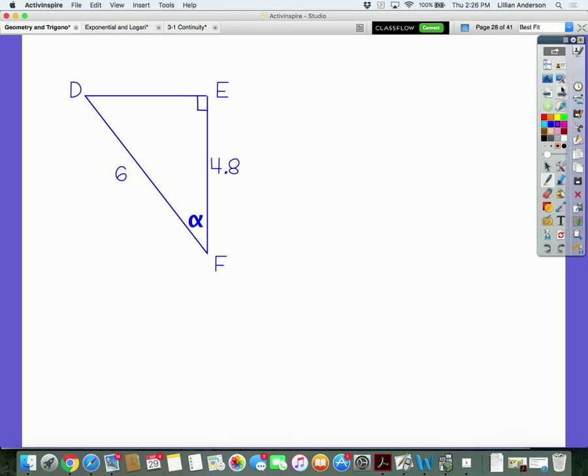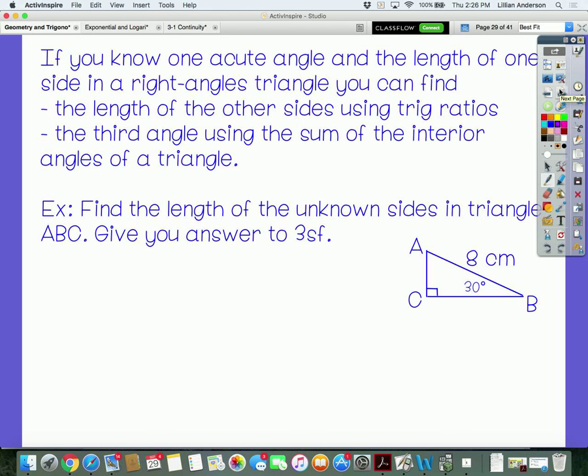Now, to go a step further, if you know one acute angle and the length of one side of a right angle triangle, you can find two things. You can find the length of the other sides using trig ratios, and you can find the third angle by using the sum of interior angles of a triangle. Now, all three angles in a triangle add up to equal what number? 180. So if you're given an angle already in a right triangle, then you can easily find the third angle by adding them and subtracting it from 180.